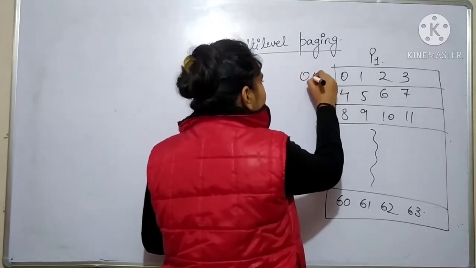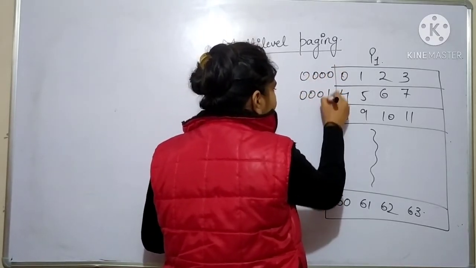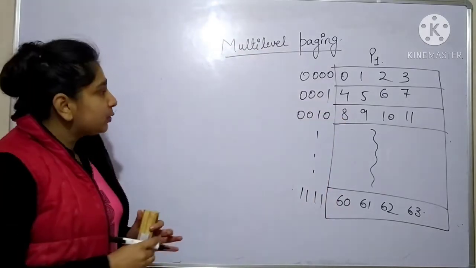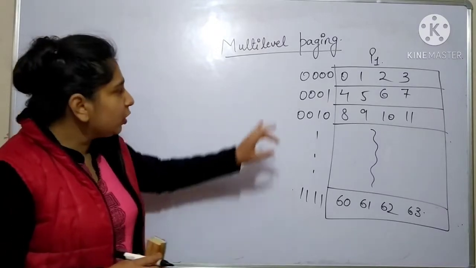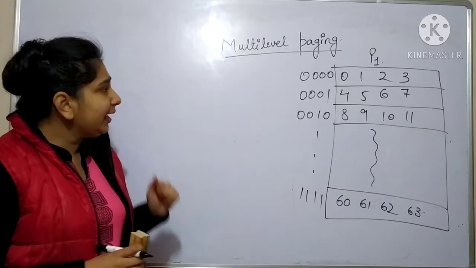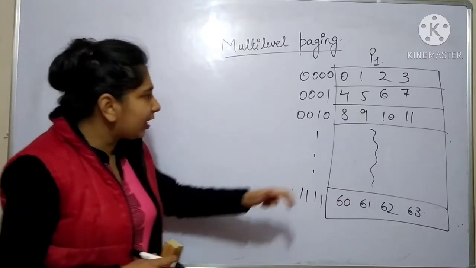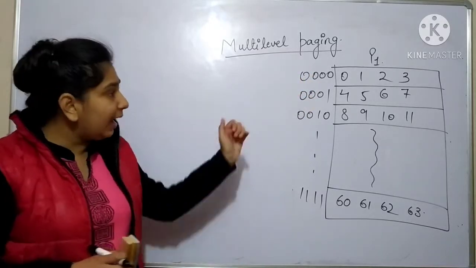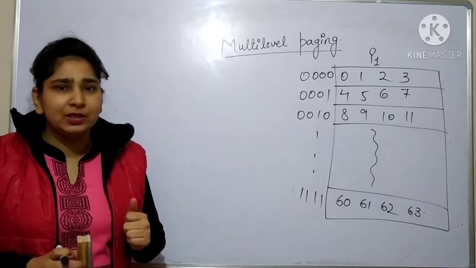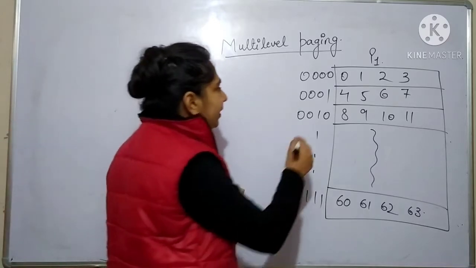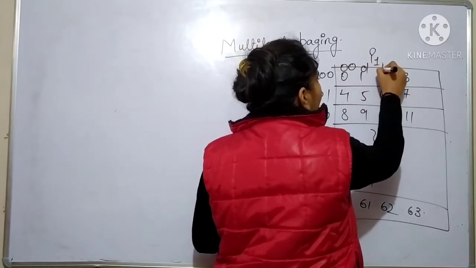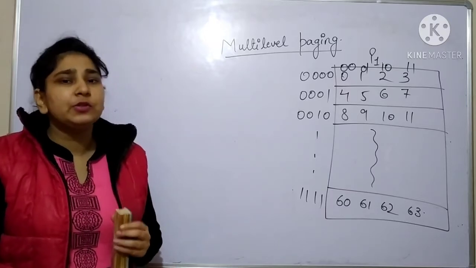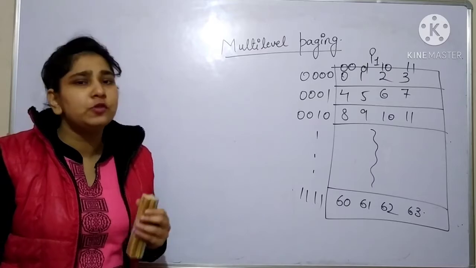Okay, like this: 0000, 0001, 0010, like this up to 1111. So to identify one page, we need 4 bits. But to identify an instruction within a page, you have reached your page, and now you want to fetch your instruction within the page. So how many bits do you need? 2 bits, because we have 4 instructions within a page. So I need 2 bits to uniquely identify an instruction.